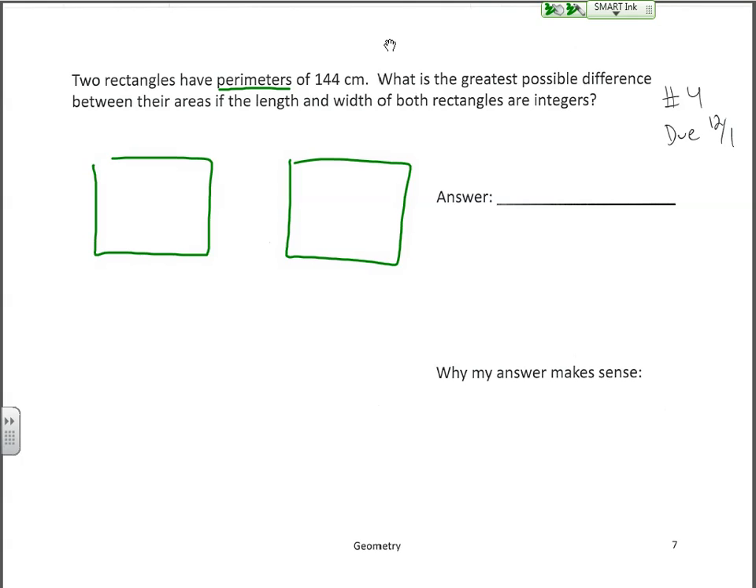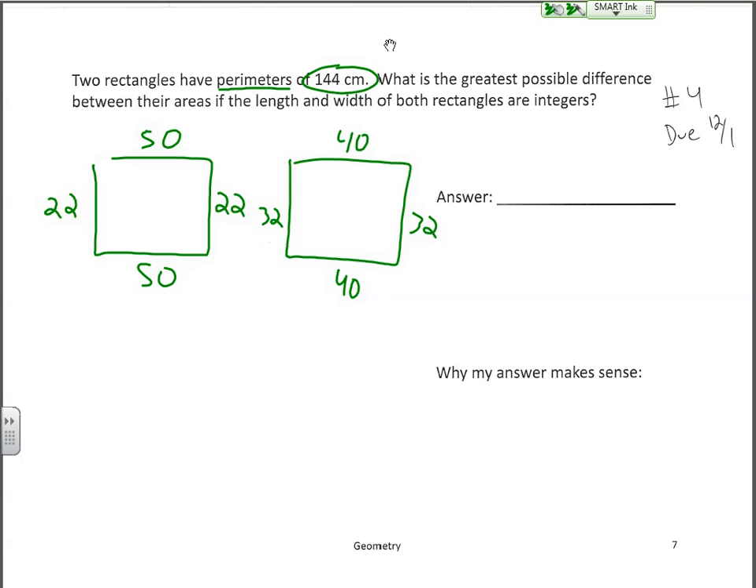So let's see. Basically, to get a perimeter of 144, two sides will have to add to equal 72, right? Because being rectangles, opposite sides are congruent. 50 plus 50 plus 22 plus 22 gets us to 144. Let's try over here. Let's make this one 40, and that would be 32 then. 40, 40, 32, and 32 equals 144.